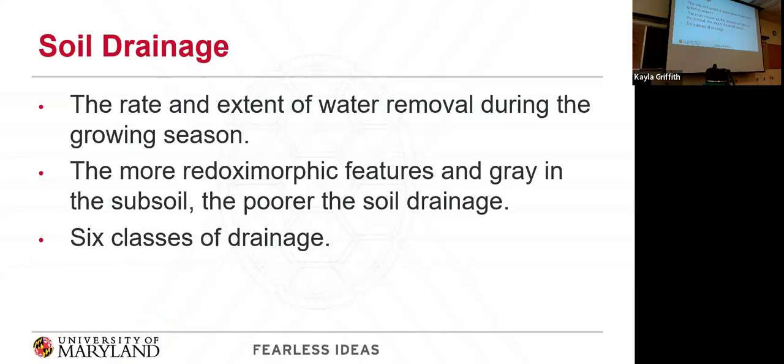Okay, soil drainage. If any of you work with soil conservation and NRCS, you do a lot with soil drainage. This is the rate of water removal during a growing season. There are 6 classes of drainage. I did not put them in there, but it's something for you to know. When you look at a soil profile, the more gray, like we said, the probably poorer the drainage. And that's when you see it in the subsoil, not in the topsoil layers.